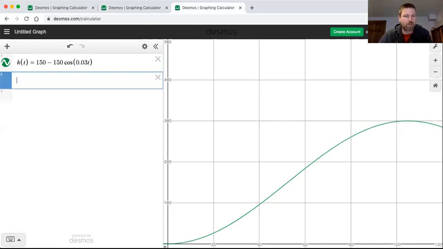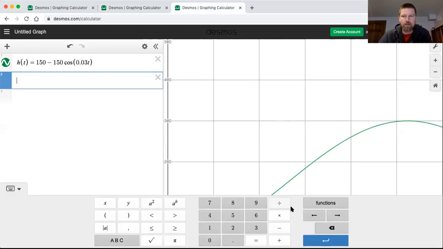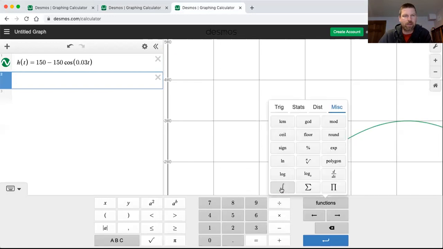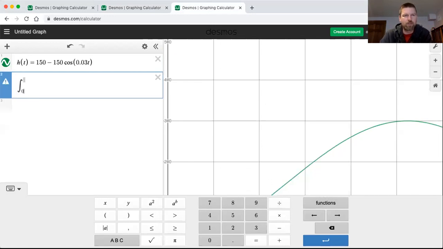I'm going to come over here, functions. I want to find the integral from 0 to 120. I believe it was a 2-hour flight and time was measured in minutes in my function. I could do a cut and paste, but this is kind of handy since this was called h of t here. I can just write h of t dt.